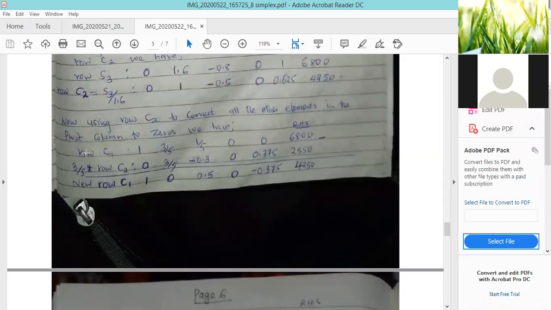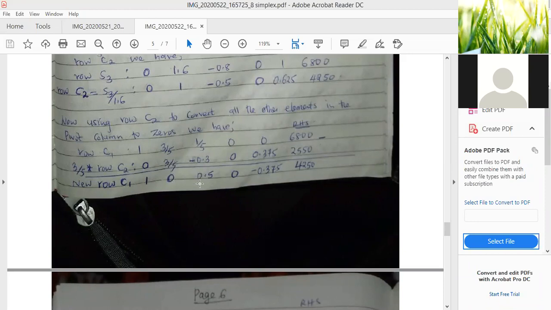So I'll start with the row C1. Row C1, we want to convert this 3/5 to be a 0. So how can I use this one to make this 3/5 to be 0? I just multiply it by 3/5. Don't complicate my work. And at the end of the day, remember, whatever you're doing to the left, you have to do it to the right. So after I've multiplied my whole old row C2 elements by 3/5, I end up having this particular element. So I'll take away to be able to create a 0 here.